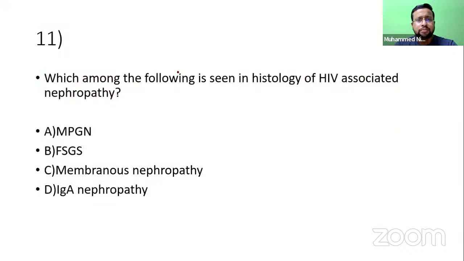Next is, which among the following is seen in the histology of HIV-associated nephropathy? The options include MPGN, FSGS, membranous nephropathy, and IgA nephropathy. Somehow I am not able to see any interactions. I don't know whether there is an issue with typing or I'm not seeing it.